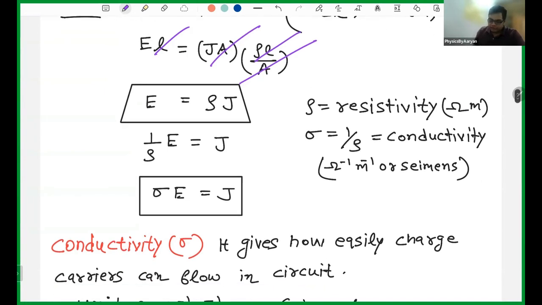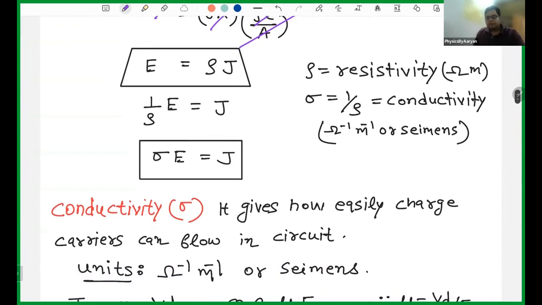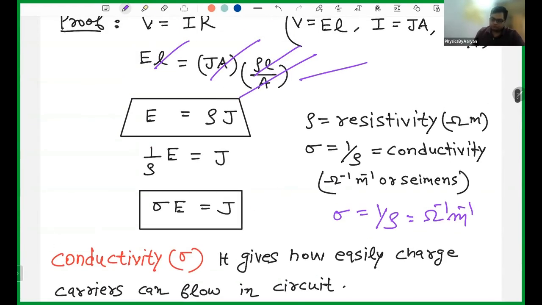And if I bring this rho to the other side, I will get 1 by rho E equals J. And 1 by rho is nothing but conductivity. So conductivity is 1 by resistivity. Its units are per ohm per meter, or we also call these units siemens per meter. So this is how you go from this law to this law. Do you understand Ohm's law? J equals sigma E is very important.